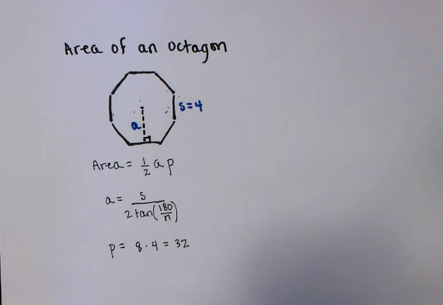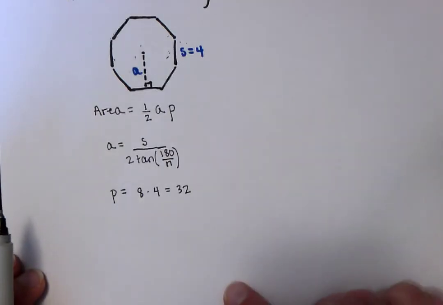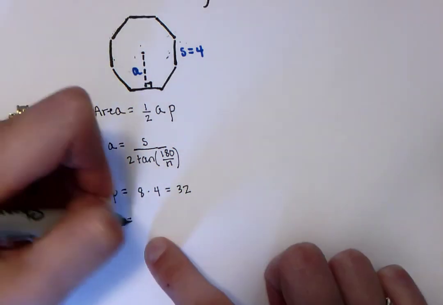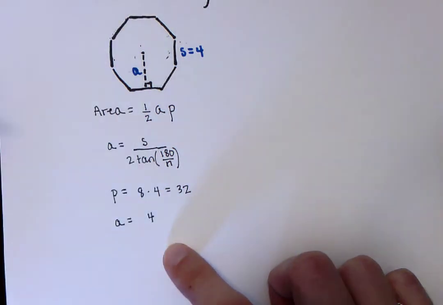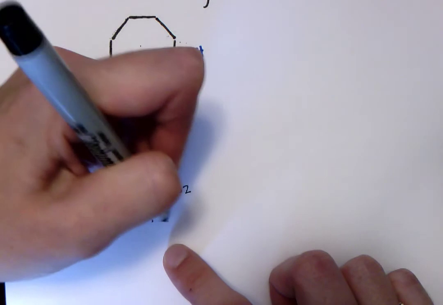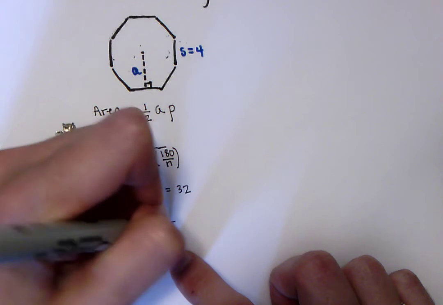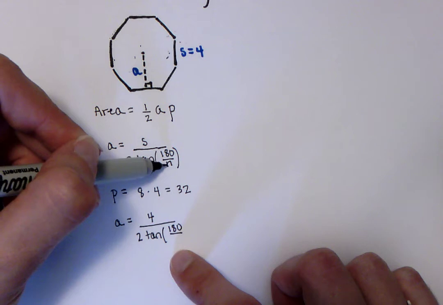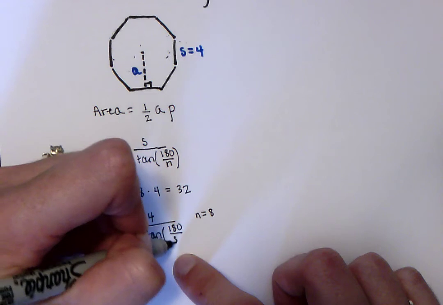And then I want to find my apothem. I need that for the area. So what I want to do here is use this formula. The apothem equals, remember my side length is 4, so I'm going to fill in a 4 for the S, and then I'm going to divide by 2 tangent of 180 over n, and since I have an octagon, n equals 8. I'll just write that on the side. N equals 8.